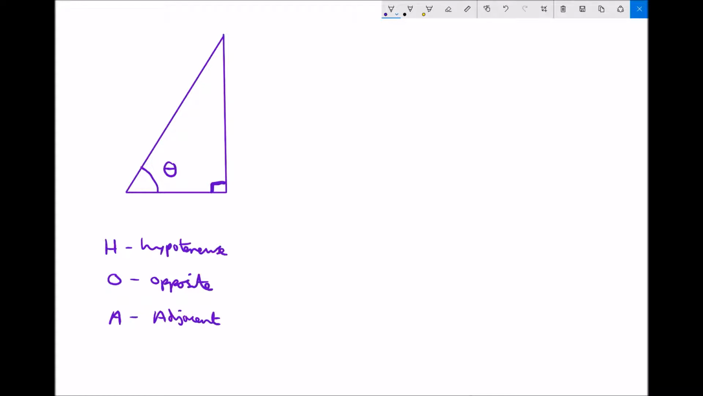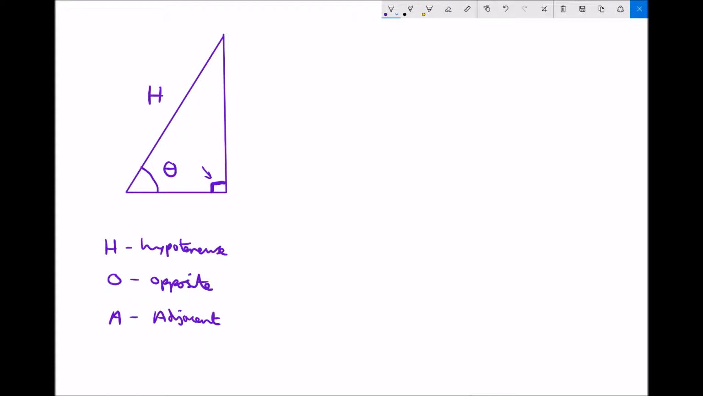Now the way that we do this is the hypotenuse is always the longest side of the triangle, and we can see that by inspection. The longest side is here. Another way of thinking of the hypotenuse, or the longest side, is that it's always directly opposite the right angle.